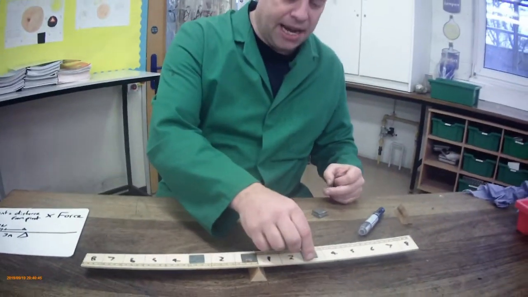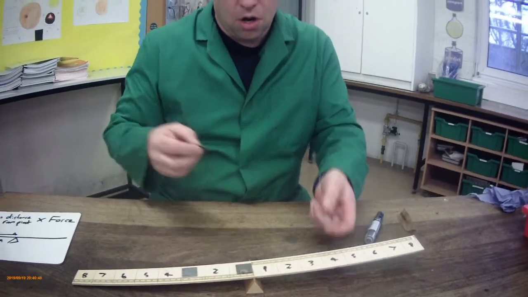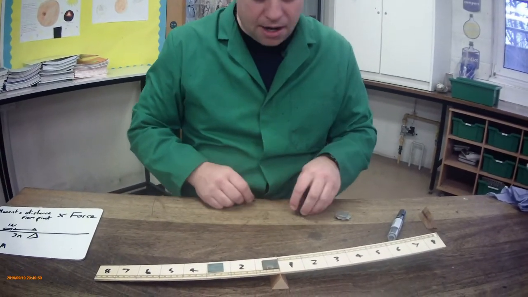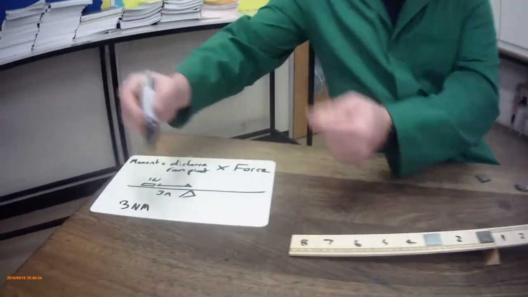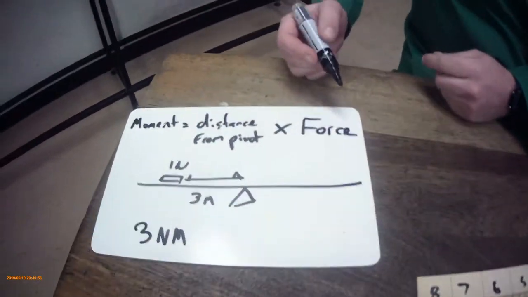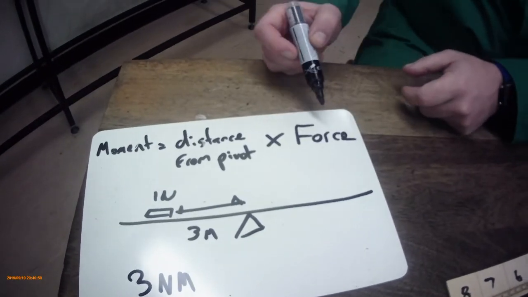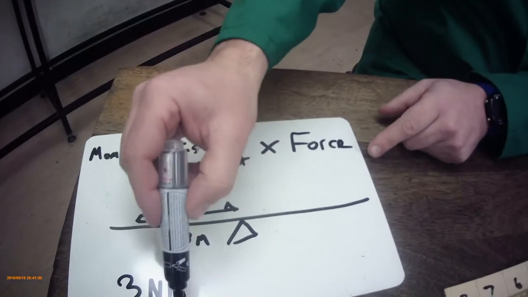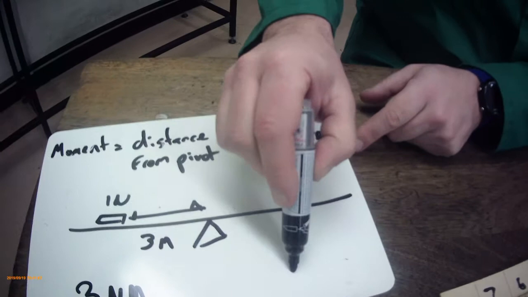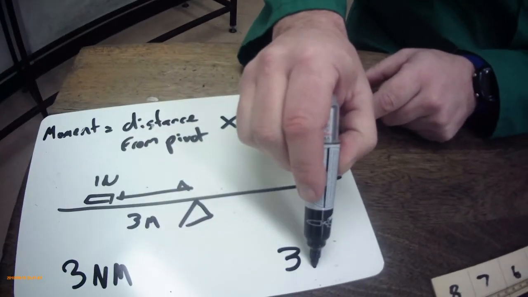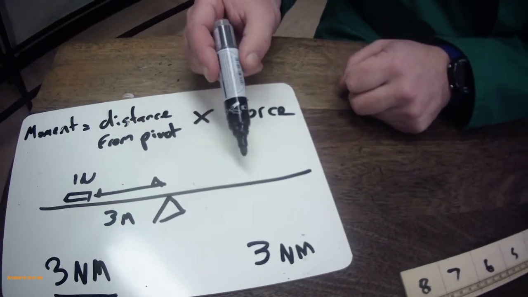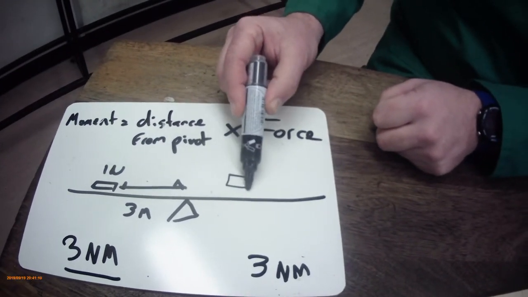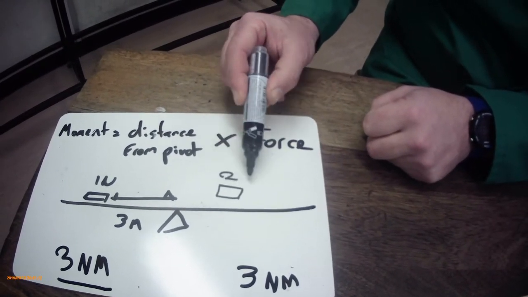Now, if I take 2 masses onto this side and I want to get that to balance, I now need to reverse my equation to get that to work. So 1 Newton times 3 gives me a moment of 3 Newton meters. To balance, I want 3 Newton meters here, but I've got 2 as my force.